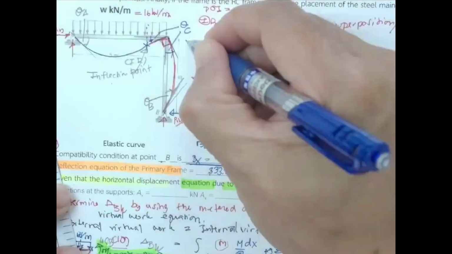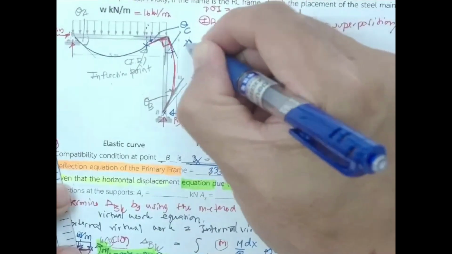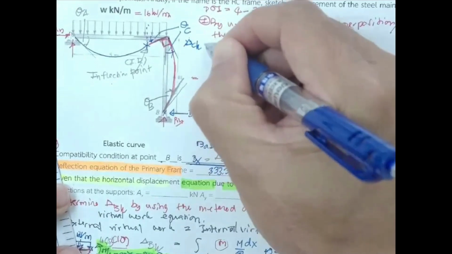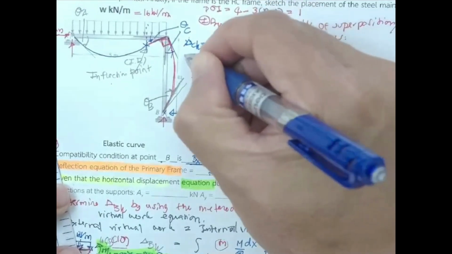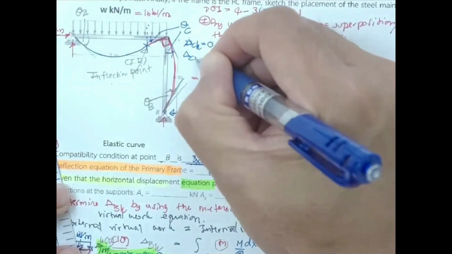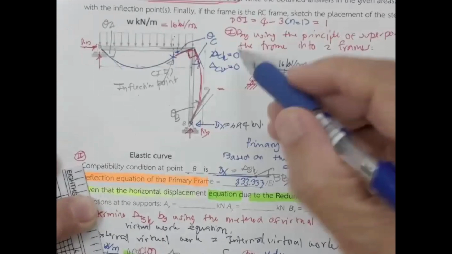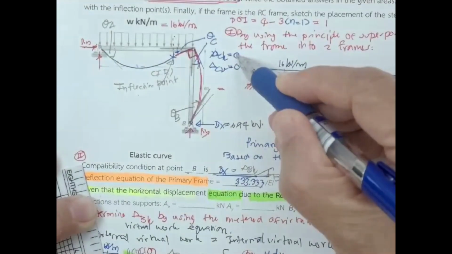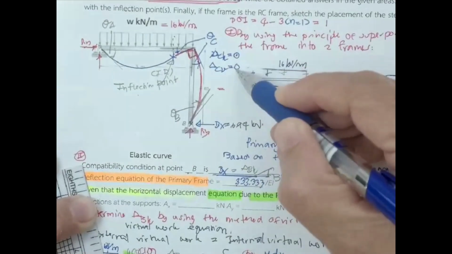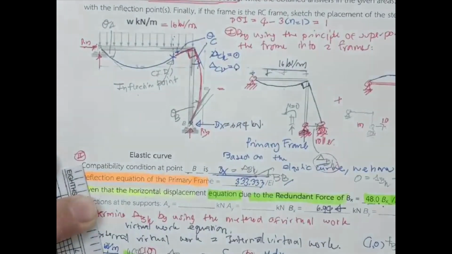And you should say delta sub C H equal to 0, delta sub C V equal to 0. No axial deformation of the beam. No axial deformation of the column. Okay, it has, but it's very small, infinitely small. That's why we say it's zero.